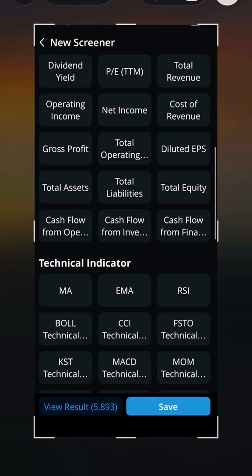The stochastic oscillator, right? Let me see. CCI, FSTO. Fast and slow, that's what that is. This indicator compares a stock's closing price to its recent range. It tells you how close you are to the highs or lows of that range. Above 80, overbought. Below 20, oversold.